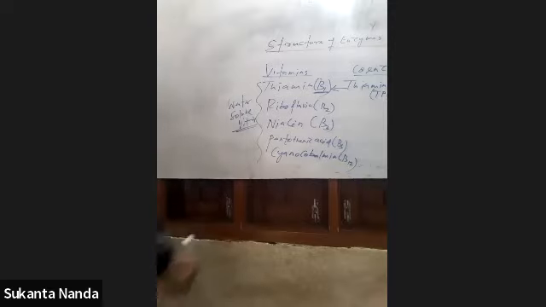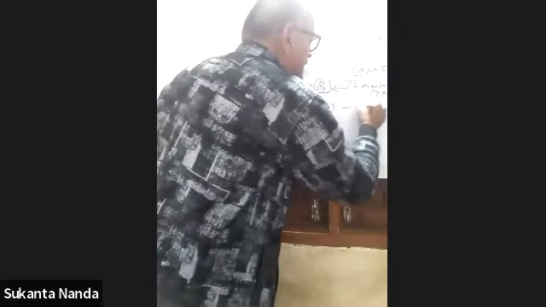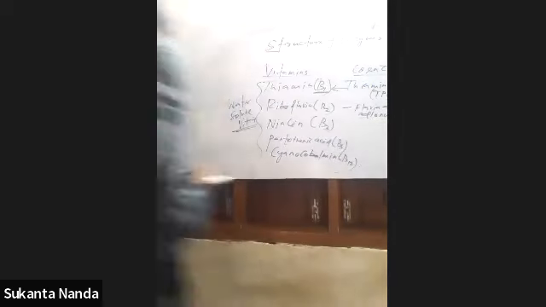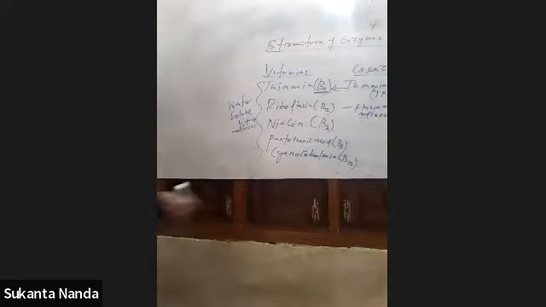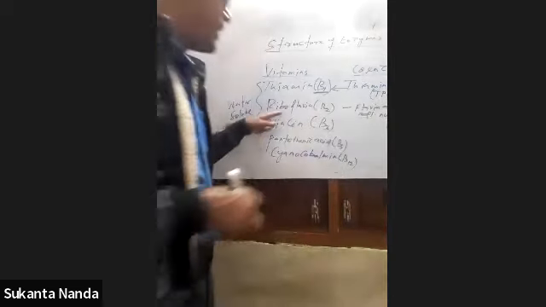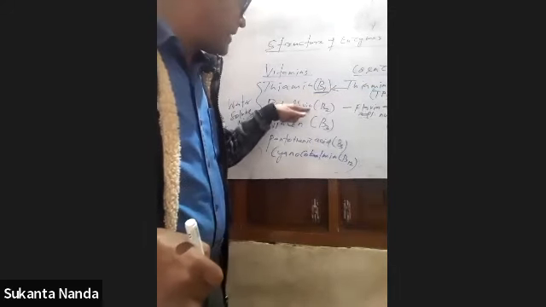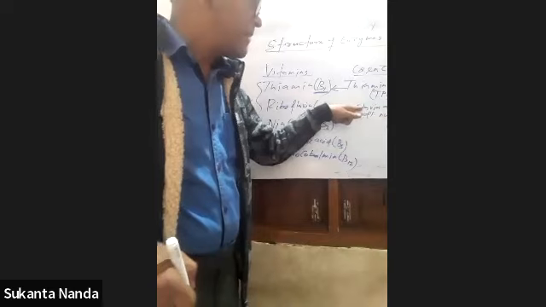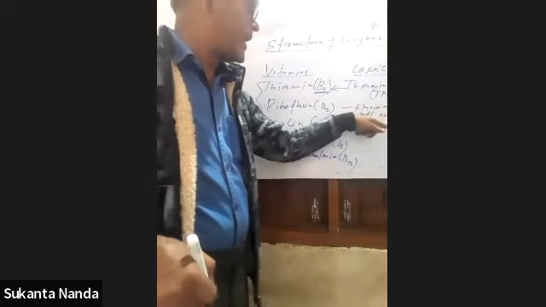Then you have to come to riboflavin. I have told you that riboflavin relates to flavin adenine dinucleotide, that is FAD. So riboflavin, which coenzyme? Vitamin B2 relates with FAD, flavin adenine dinucleotide.